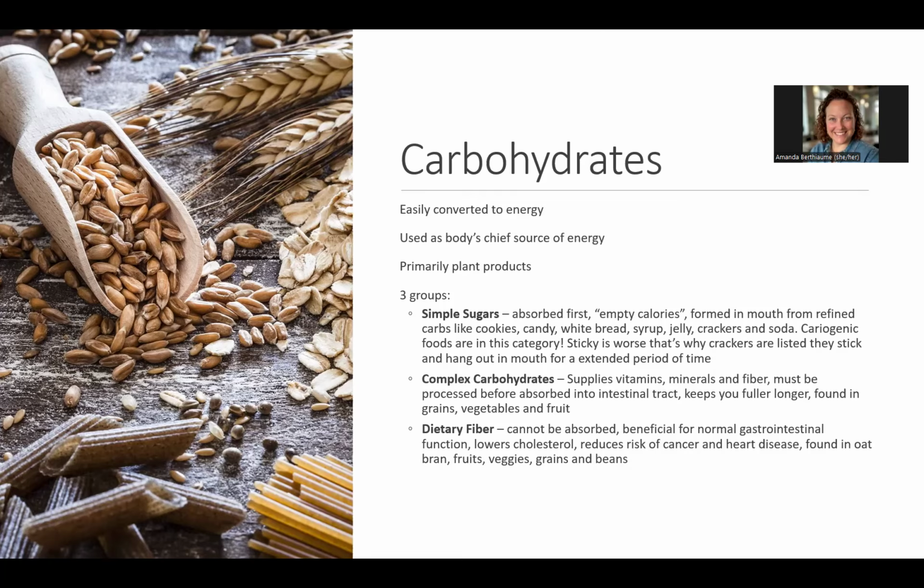We also need dietary fiber. It cannot be absorbed. It's beneficial for normal gastrointestinal functions. It helps lower cholesterol. It reduces the risk of cancer and heart disease. And you're going to find this in oats, bran, fruits, veggies, grains, and beans.